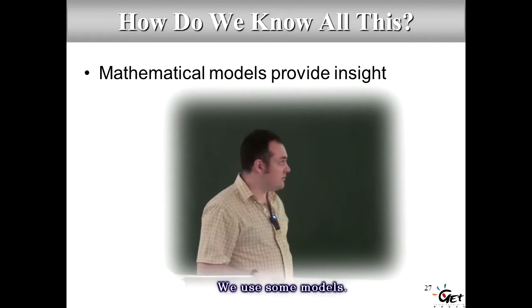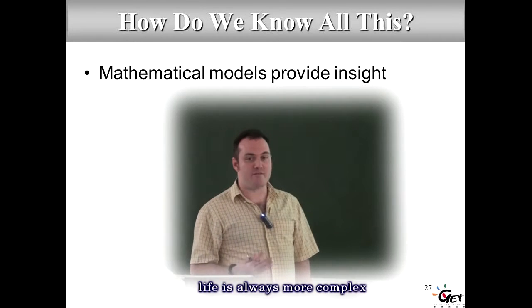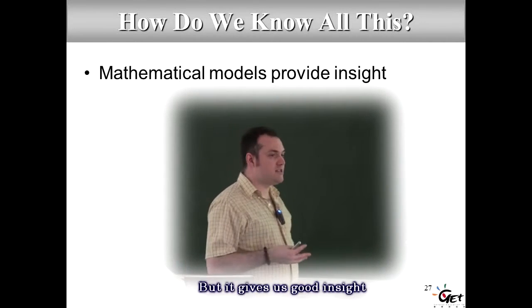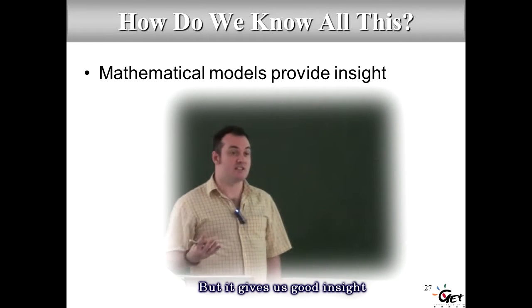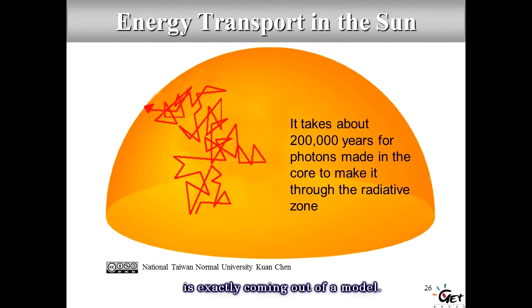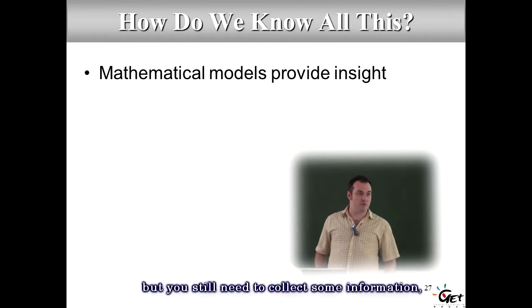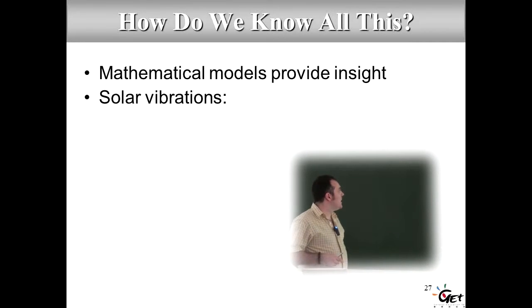We use some models. It's always a simplification, of course, because life is always more complex, but it gives us good insight into how things are happening. So, for instance, the previous picture is exactly coming out of a model. So that's one way, but you still need to collect some data directly.